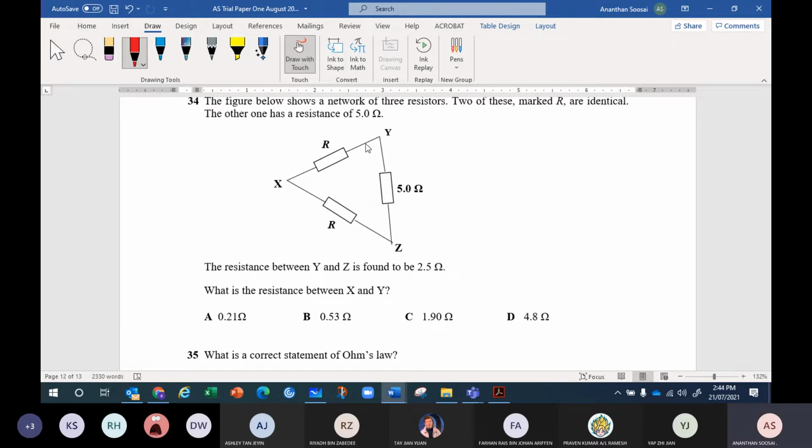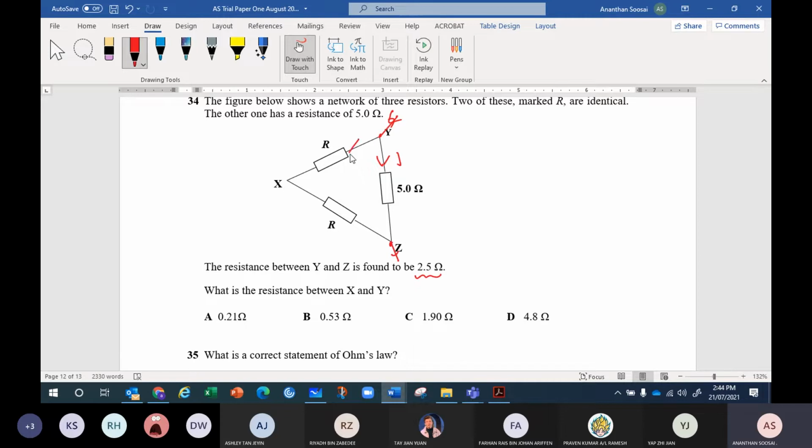Resistor Y to Z. So you start your journey here, your current starts here at Y, and finishes at Z. It's found to be 2.5, so you need to check what is 2.5. You start from Y to Z. How many ways? Imagine like driving a car. You start your journey at Y, that's your house. The destination is Z. How many ways can you reach the Z? One way is passing the 5 ohm.